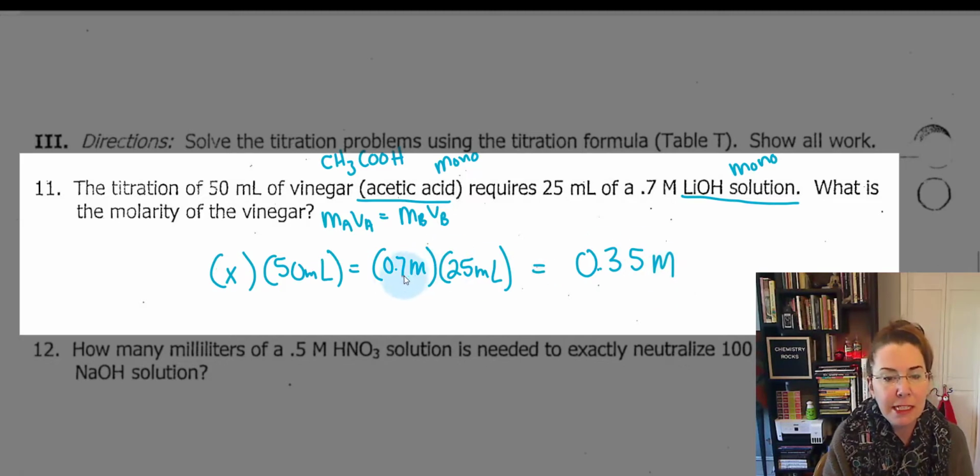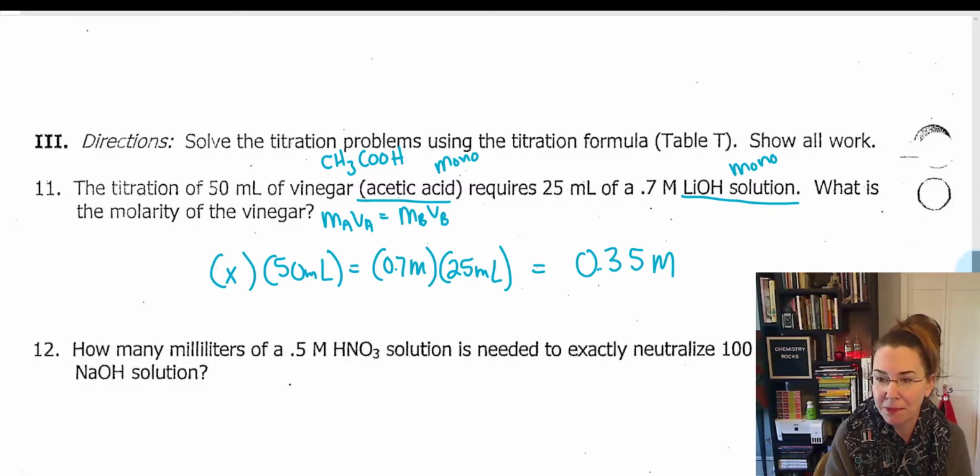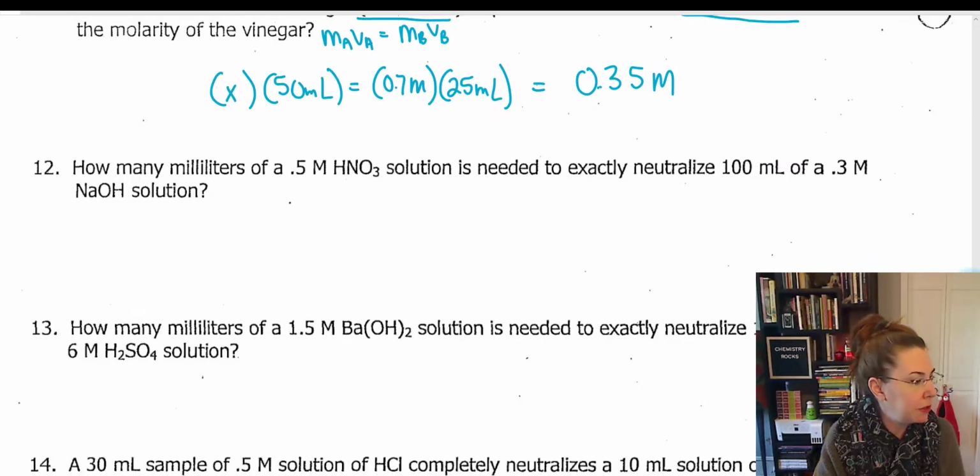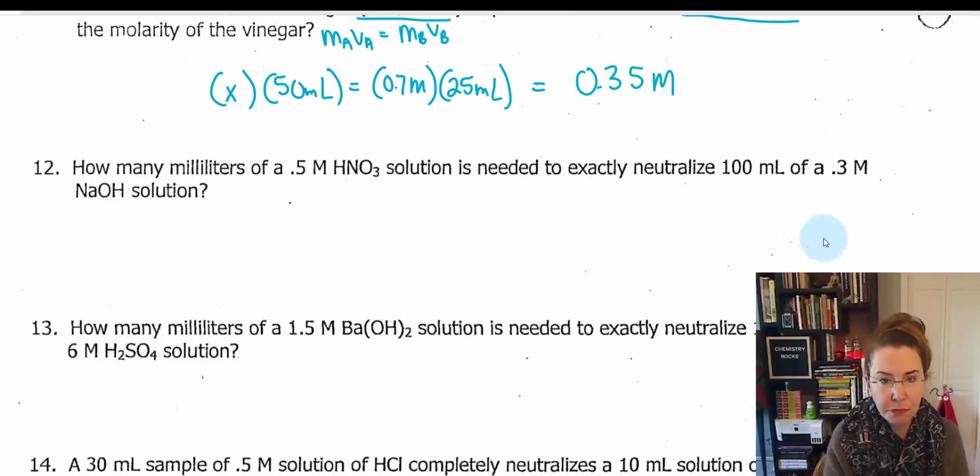molar. So that would be taking 0.7, multiplying it by 25, and then dividing it by 50. Essentially doing a cross multiplication to solve. Simple algebra. All right, let's go down to number 12.